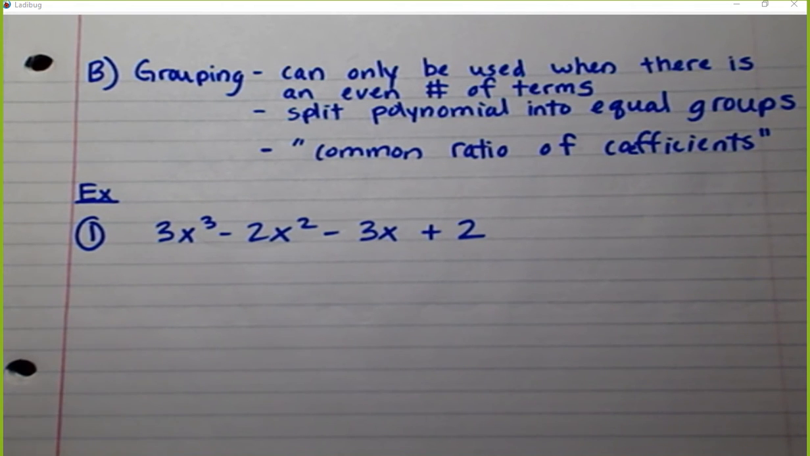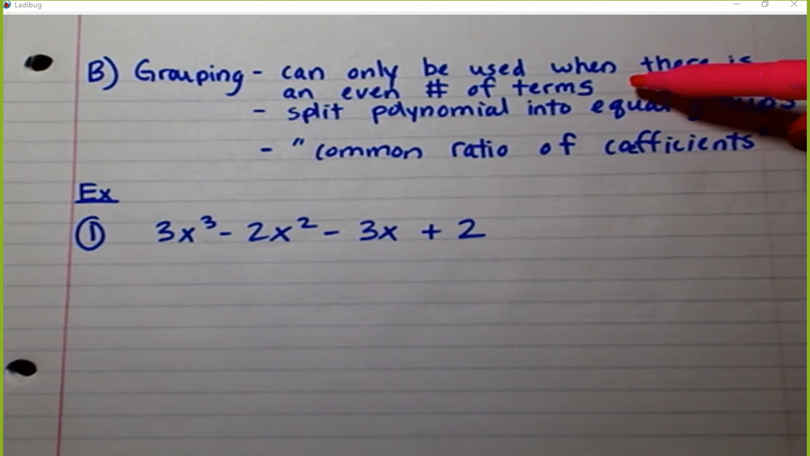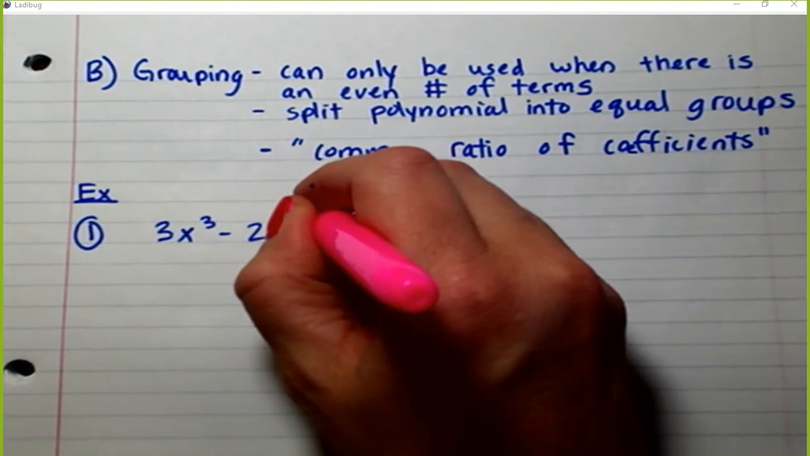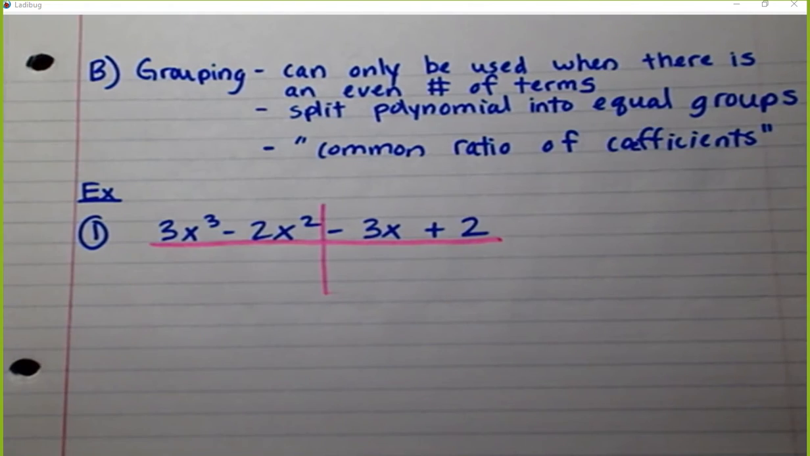Okay, so with grouping, I have 4 terms, an even number of terms. I have to split the polynomial into equal groups. The only way to split 4 into equal groups is 2 and 2. So I'm just going to draw. It's the same kind of grouping that we did back with factoring, except I already have 4 terms.